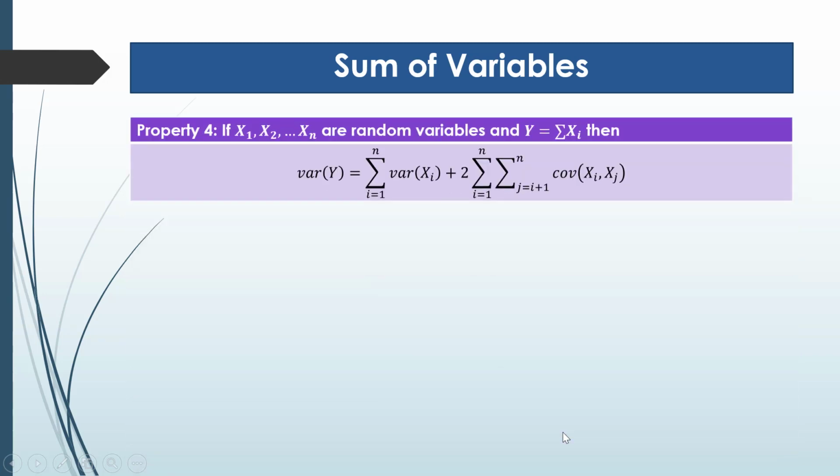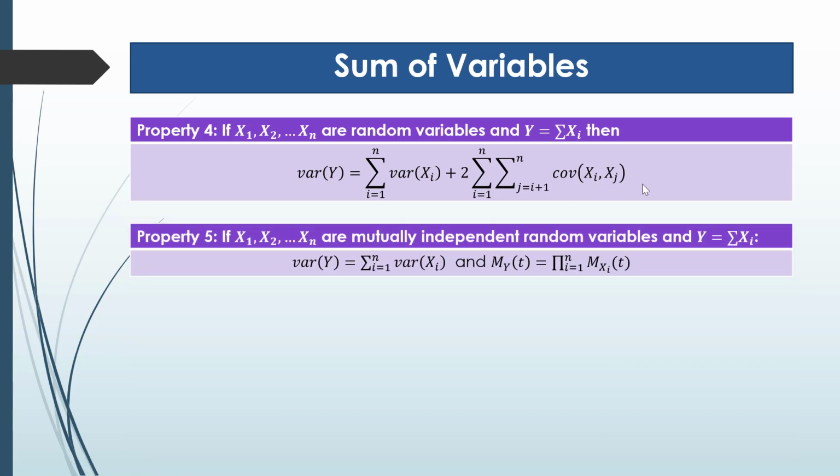Property 4: if x1, x2, x3 to xn are random variables and y is a summation of xi, then the variance of y is the summation, i going from 1 to n, of variance of xi, plus 2 times the double summation, i from 1 to n and j from i plus 1 to n, of covariance of xi and xj.